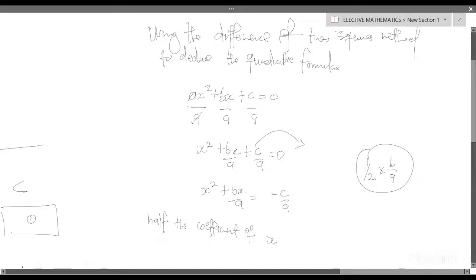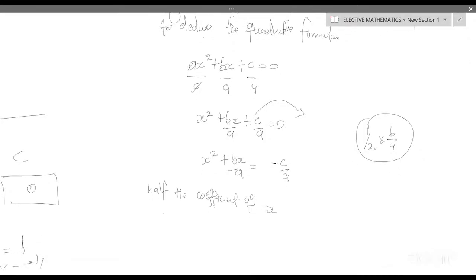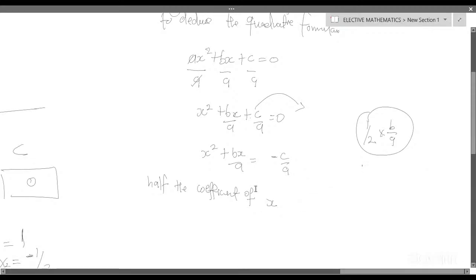When I say we are going to halve the coefficient of x, it means we are going to multiply the coefficient of x, which is b over a, by what? By 1 over 2. b over a by 1 over 2. It means we are halving the coefficient of x. Now, after halving the coefficient of x, we will square it.